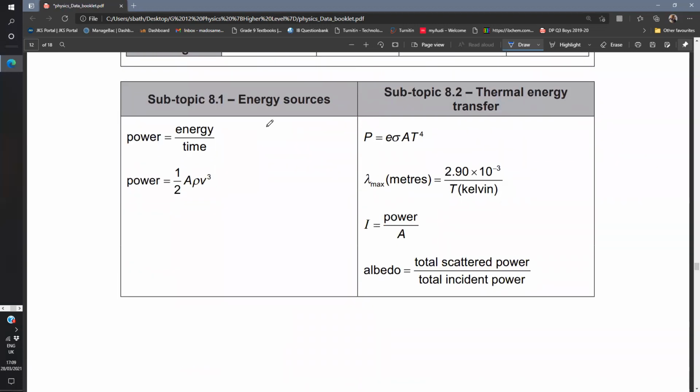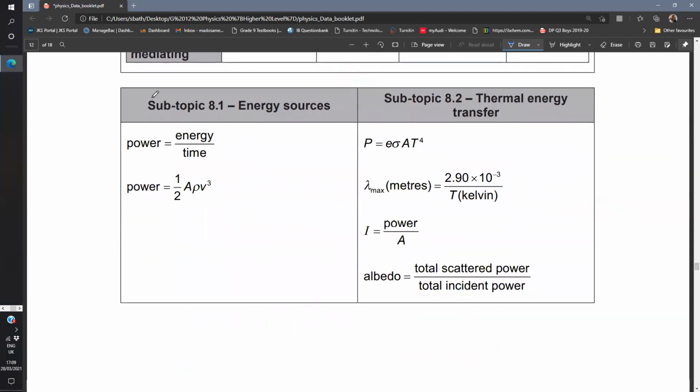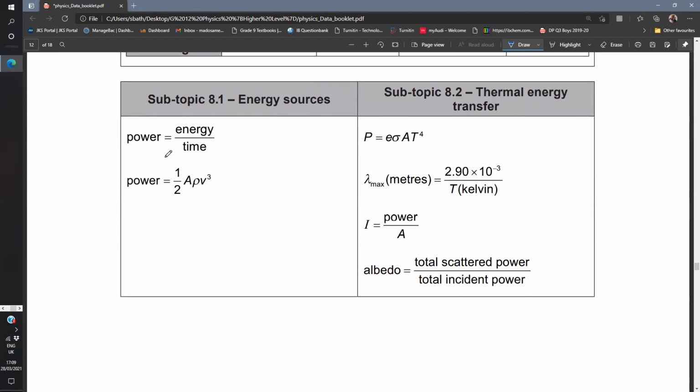Okay, here we have the energy sources. This is the last topic for SL. So after this, I'm going to start with the HL topics. So bear with me, we have a little bit left to go. It's basically 8, 9, 10. That's all we have left.